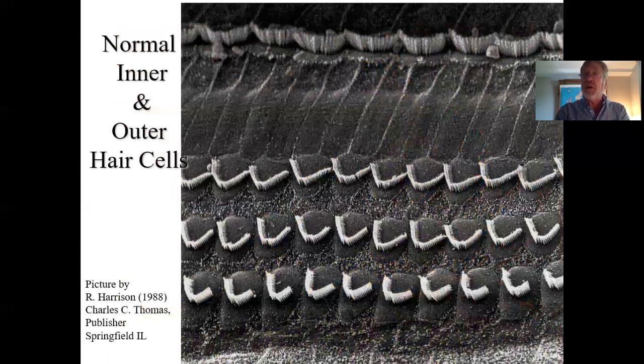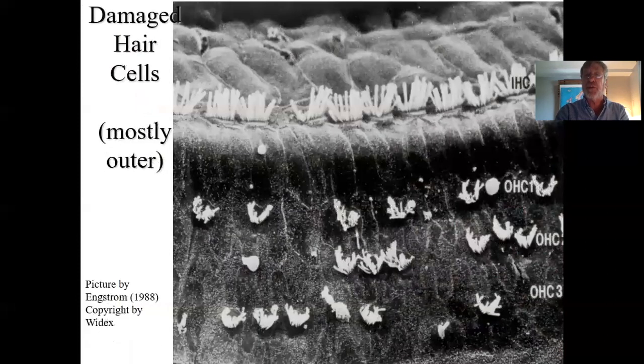And how many inner hair cells do you have in your whole cochlea? About 3,000. How many outer hair cells do you have in each cochlea? About 12,000. But you'd think there would be 9,000 because 3 times 3 is 9. But remember, as you're going up the cochlea, you start getting 4 rows of outer hair cells and then 5 rows of outer hair cells. That's why you have about 12,000 outer hair cells.